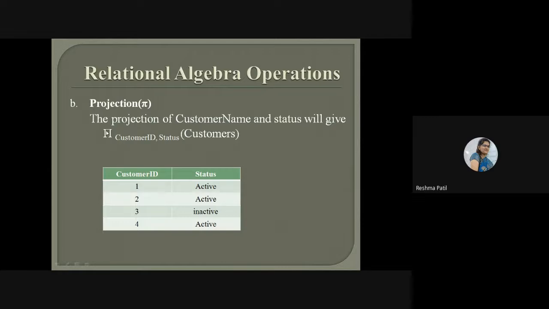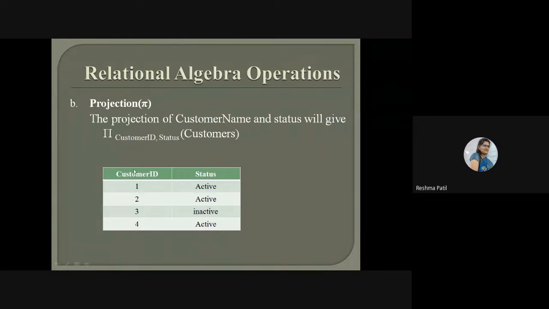Projection operator, pi symbol. Which columns you have to show? Only those column names will be here. Customer ID, comma, status. This comma is a separator, separating the attributes. So comma, customer ID, comma, status. Only two columns you want. So those column names should be here, and in brackets your relation name, that is the table name.